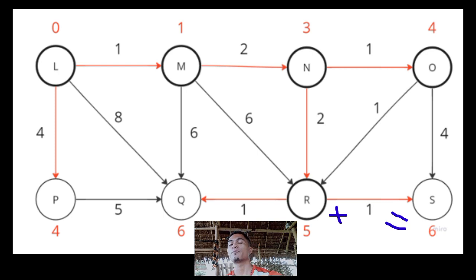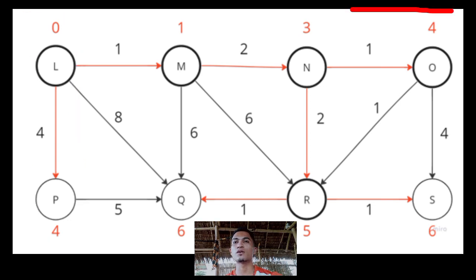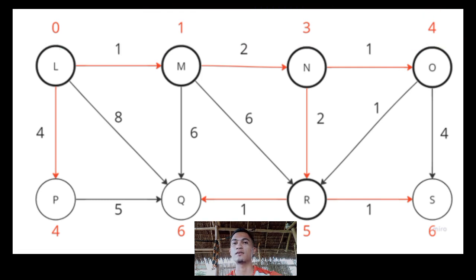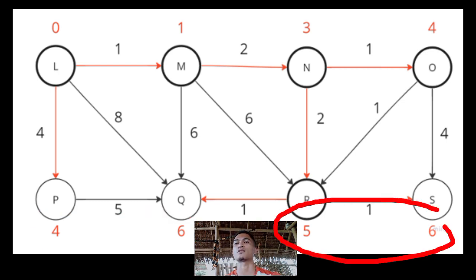Now we go back to letter L, which is 0. From L to P, the distance is 4. Since it is 0, 4 plus 0, nothing gets added, so we just copy the distance of 4. That is why it sums up to all of these: 0, 1, 3, 4, and then 5, 6, 4, and then 5 to 6.